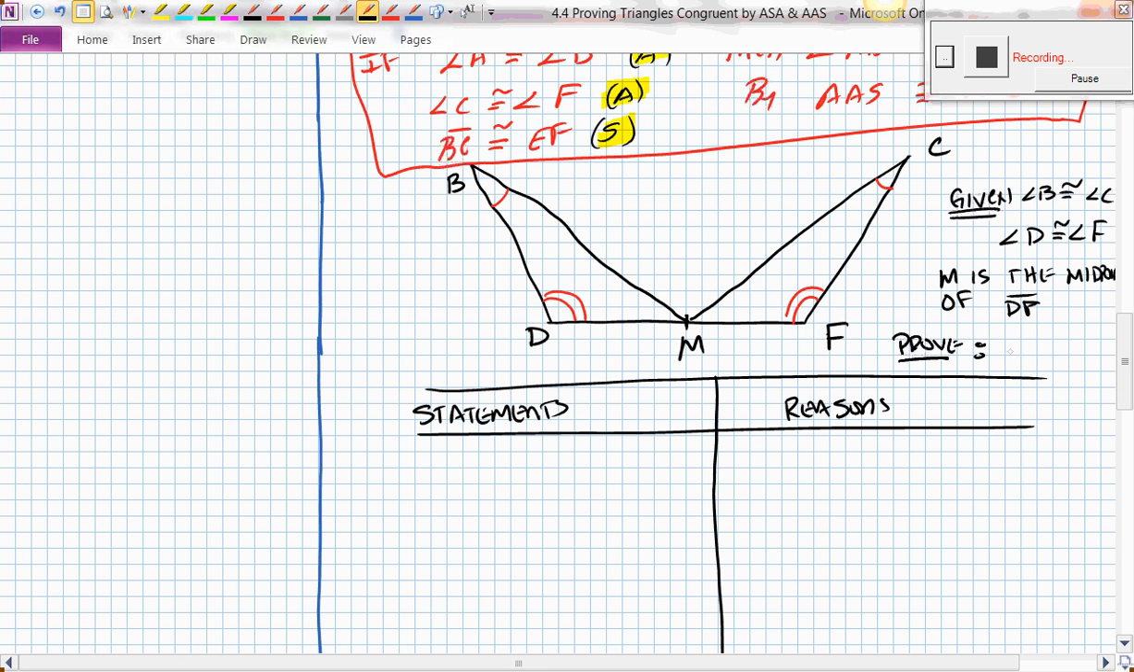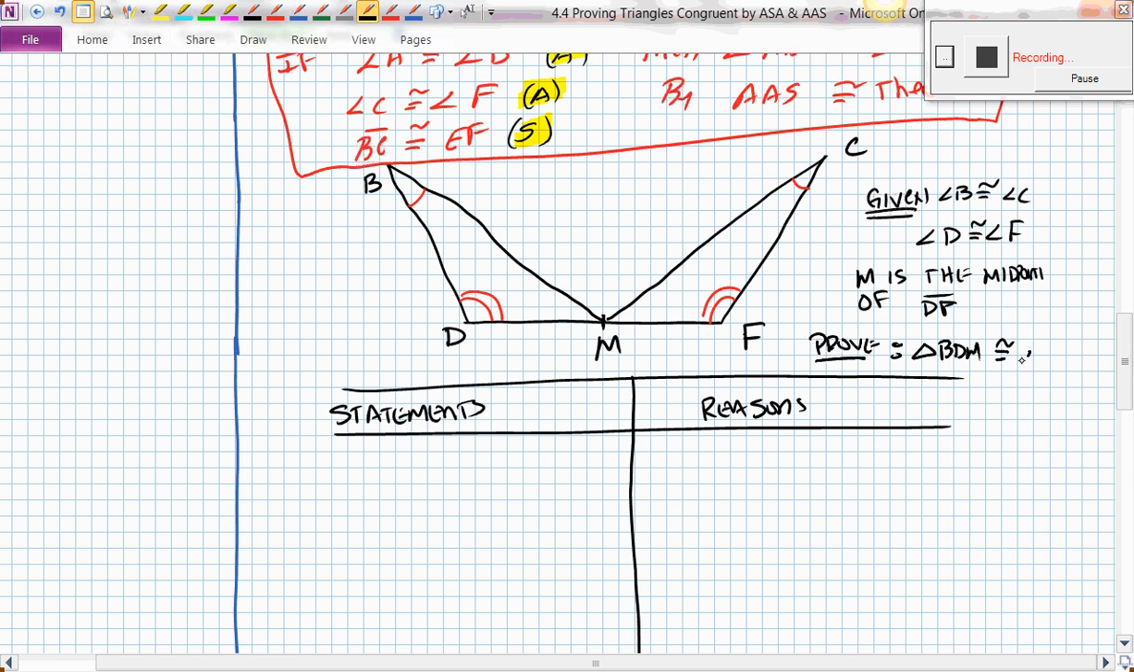triangle BDM is congruent to triangle CFM. So we're trying to show that this triangle highlighted in yellow is the same thing, is congruent to this triangle highlighted in green, and the way we're going to do it is by angle, angle, side.